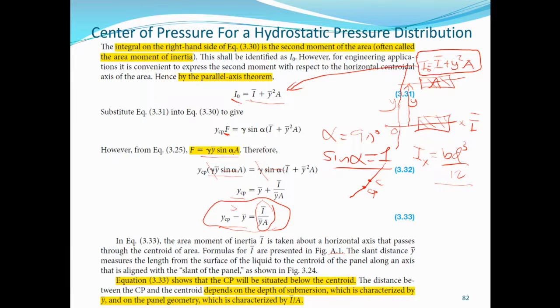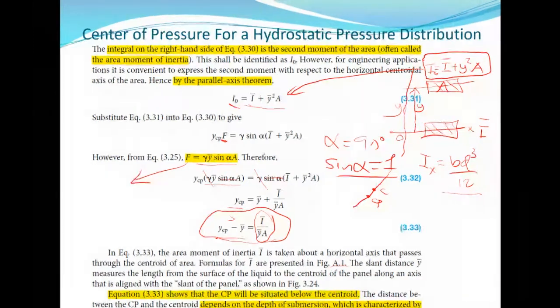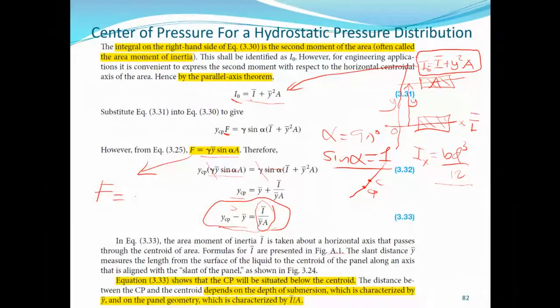It is only the formula for the hydrostatic pressure force that will change, because we will no longer have sine alpha. The hydrostatic force for a vertical plane will have F equal to gamma y bar A in this case, since sine alpha equals 1, because the inclination is now vertical. So alpha is 90 and sine 90 is 1. But the formula for the center of pressure remains the same.